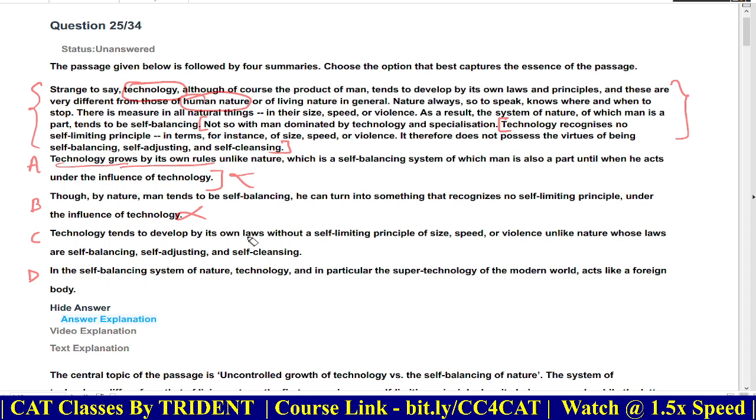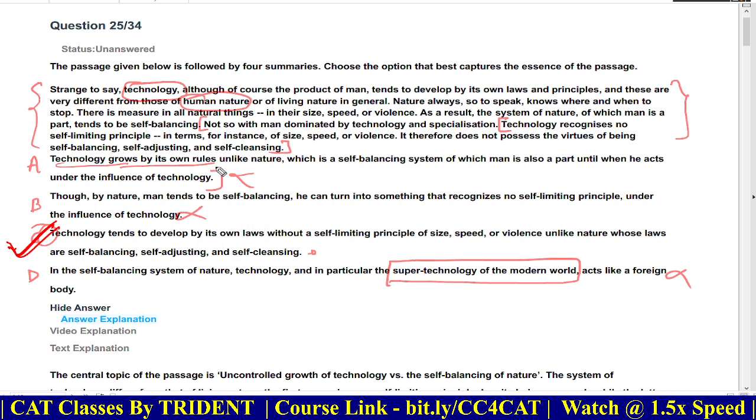Technology tends to develop by its own laws without self-limiting principle of size, speed or violence, unlike nature whose laws are self-balancing, adjusting and cleansing. All right, keep it for the timing. In the self-balancing system of nature, technology and in particular the super technology of the modern world act like a foreign body. What is the super technology of the modern world? This is giving you something which is out of the box. So with that, I think C is a better contender, but still I would like to evaluate. So far the first priority goes to C, but then I just want to evaluate A and B once again.